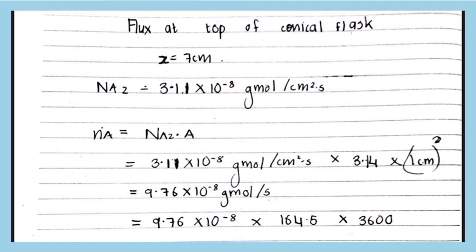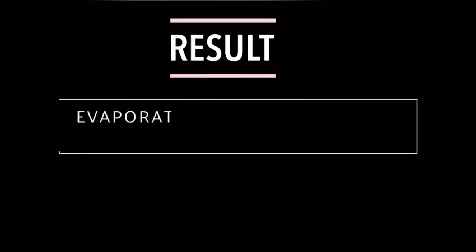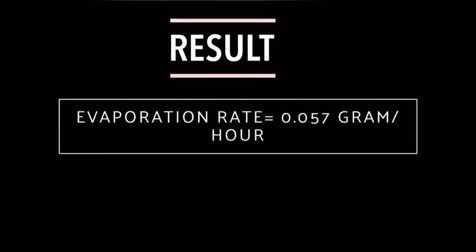Now to find the rate, we have to multiply flux into area. We are considering the area to be 1 centimeter. And to convert it into grams per hour, first we multiply by molar mass to convert it to grams, and then we multiply by 3600 to convert it to a per hour basis. We find the evaporation rate to be 0.057 gram per hour. We have come to the end of this question. Thank you.